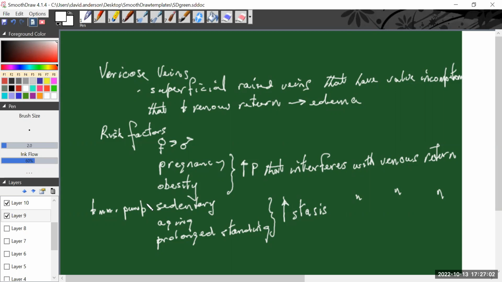Sometimes you get some skin pigmentation because the smaller venous ruptures occur and red blood cells are allowed to leak out, and the heme from the hemoglobin as it breaks down leaves a brownish, darkish hue to the skin in patches around the areas where the leakage occurred.